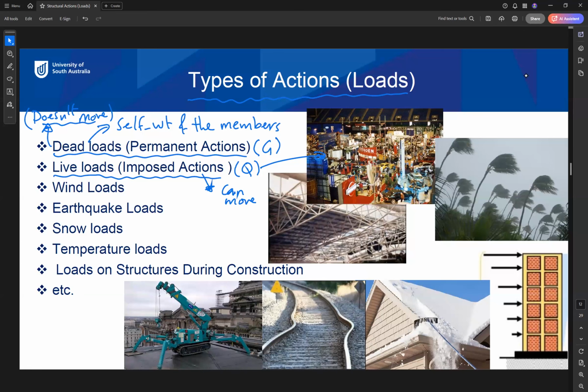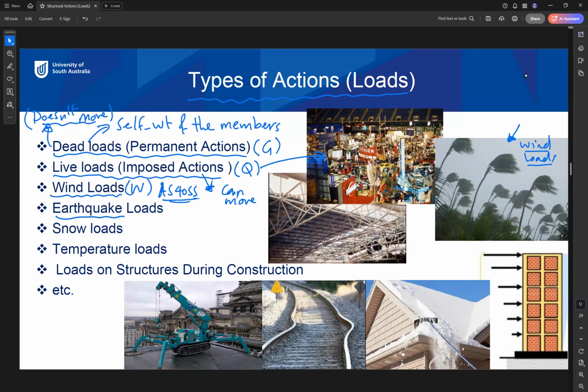Another type of load we will consider in our course as well is the wind load, similar to this image here. So wind loads are horizontal loads that affect the structures. We need to consider it and it takes the symbol W. We will use the Australian standard AS 4055 to find the wind load, which is wind load for housing.